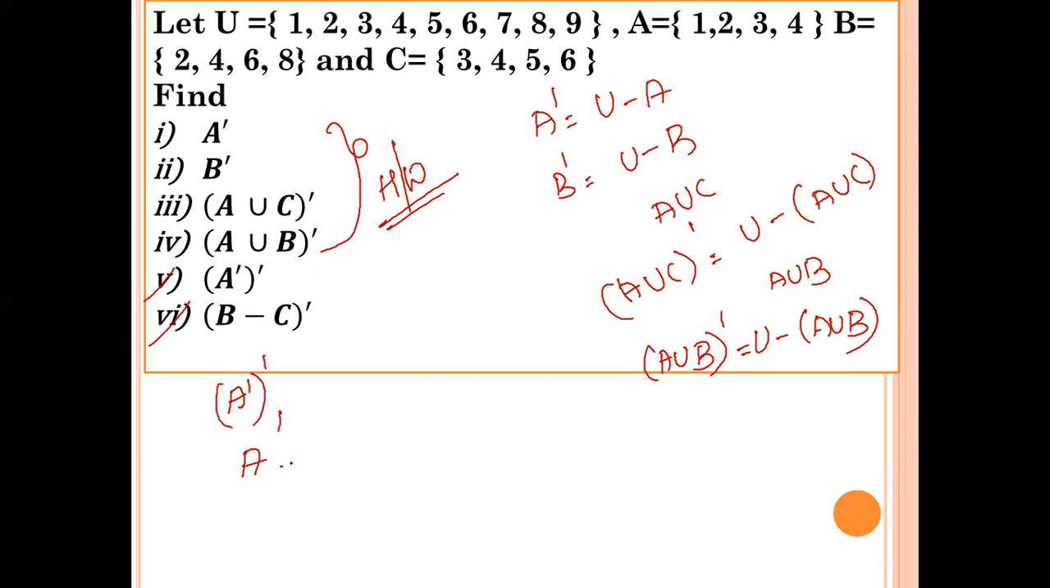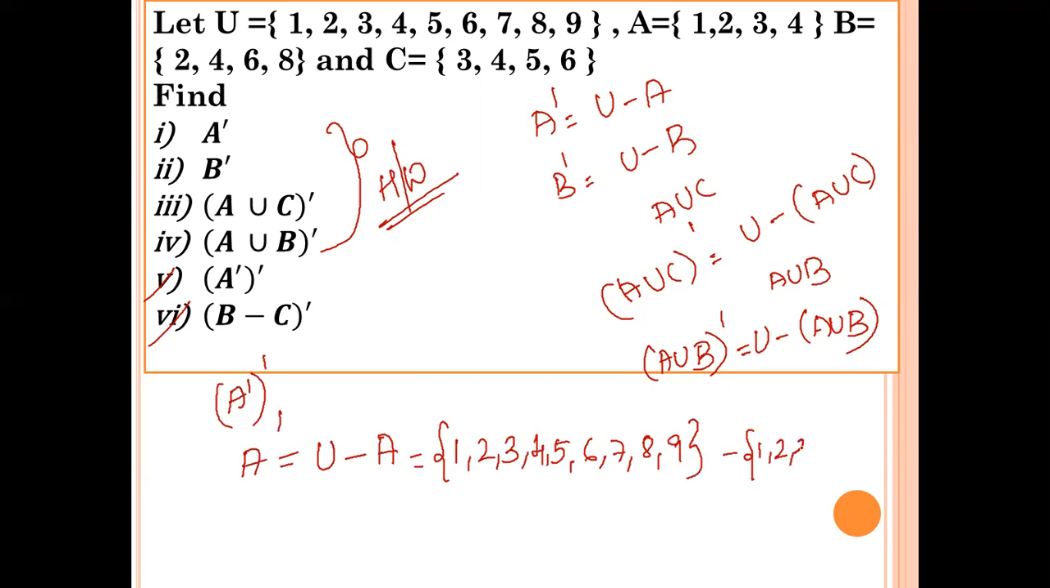So a dash, by definition, is u minus a. What is my u? u is 1 2 3 4 5 6 7 8 9, minus what is my a? 1 2 3 4. Okay, so you have to write all those elements in u which are not in a.